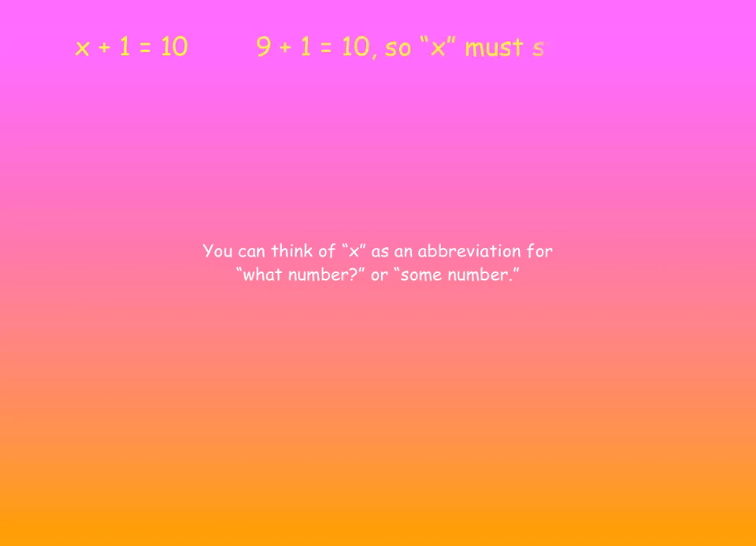Let's look at a simple equation. X plus 1 equals 10. You can think of X as an abbreviation for what number, or some number. So what number plus 1 equals 10? Well, for most of us it's obvious it must be 9. And if you put a 9 there in the place of X, you can see that is true.